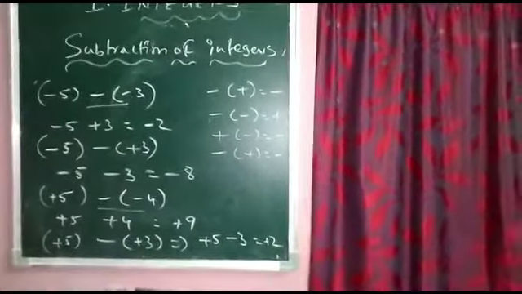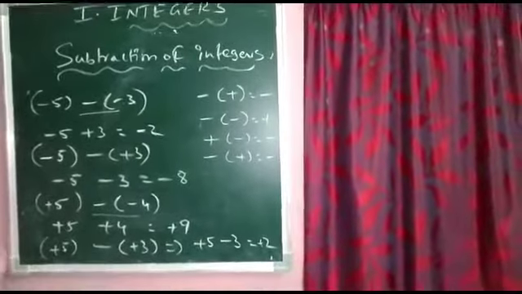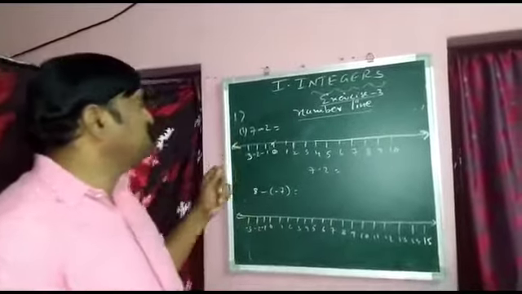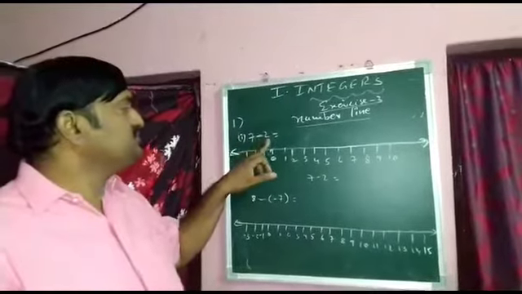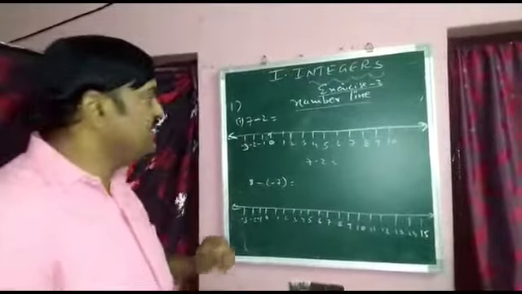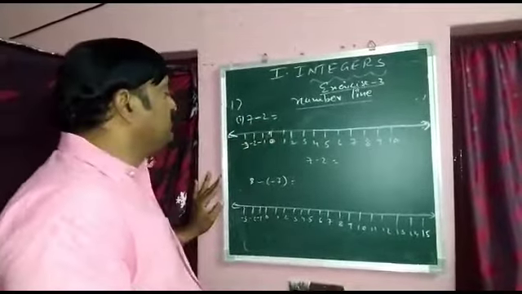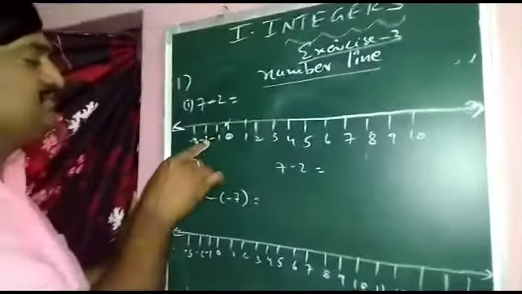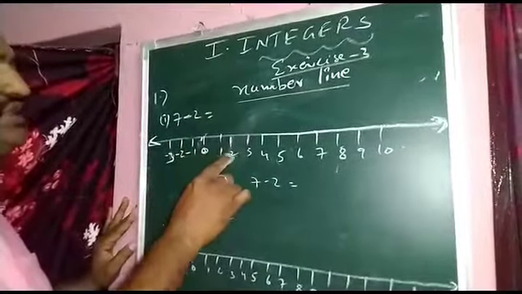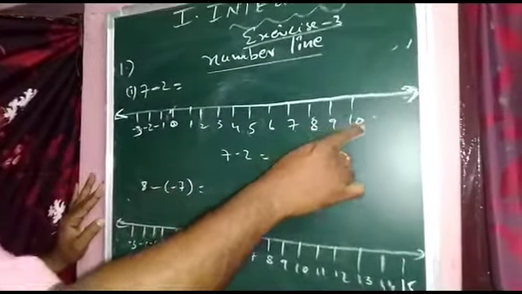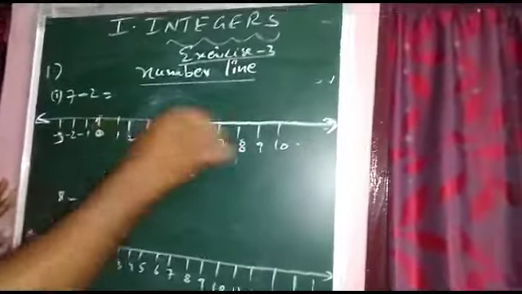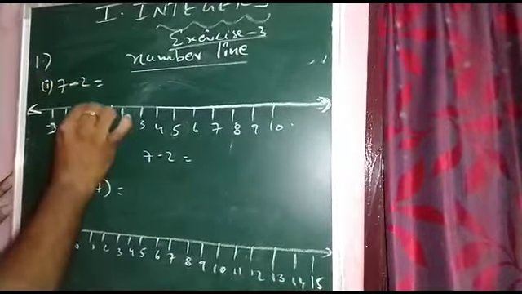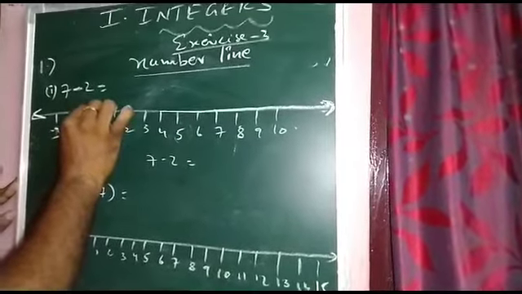Now you observe exercise 3, number line. First question, first one: 7 minus 2. This you will show on a number line. Now 7 is a positive number. Just draw a number line. Left side negative numbers minus 1, minus 2, minus 3. Right side positive numbers 1, 2, 3, 4, 5, 6, 7, 8, 9, 10. Like this way first you draw 0. When the first number 7 is a positive number, you move from 0 to 7.